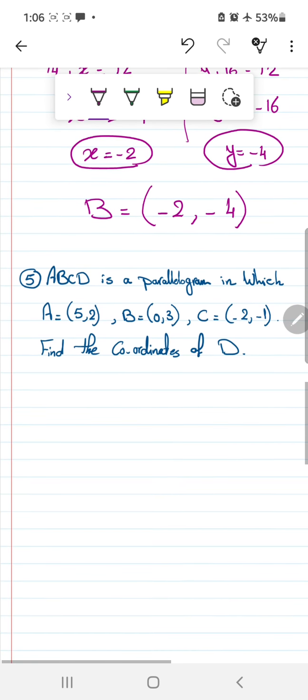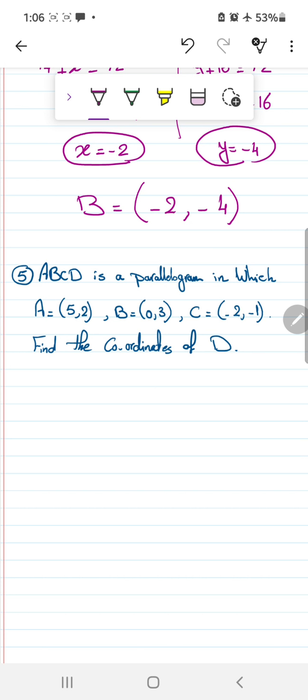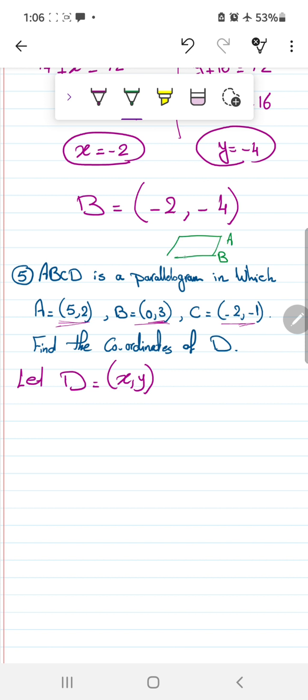Another example, number 5. ABCD is a parallelogram in which A is (5, 2), B is (0, 3), and C is (negative 2, negative 1). Find the coordinates of D. Here, first, let the coordinates of D be X and Y. Okay? If we have the parallelogram ABCD, we want to get the coordinates of D.